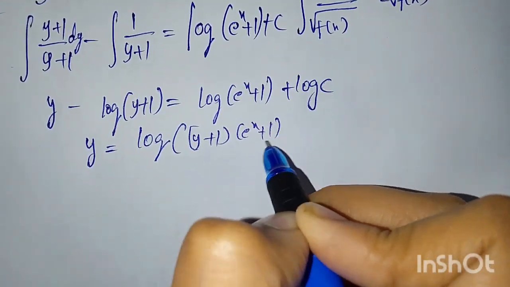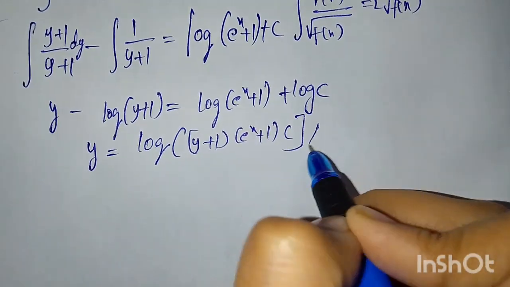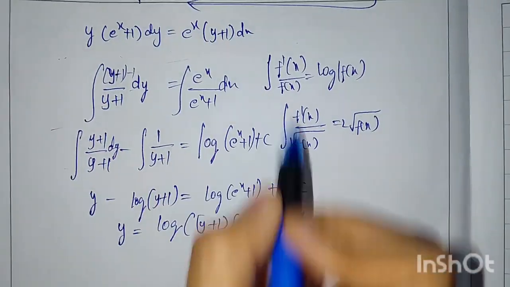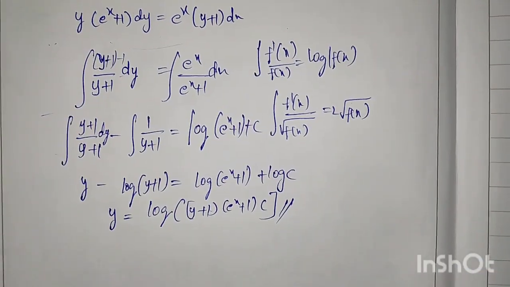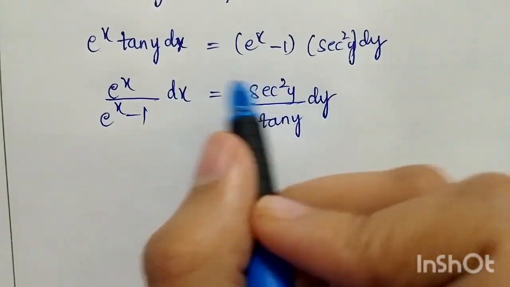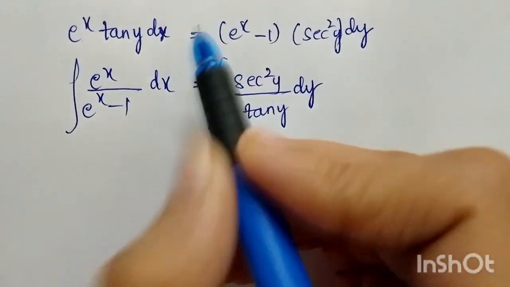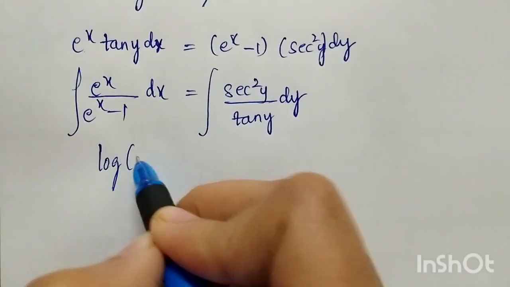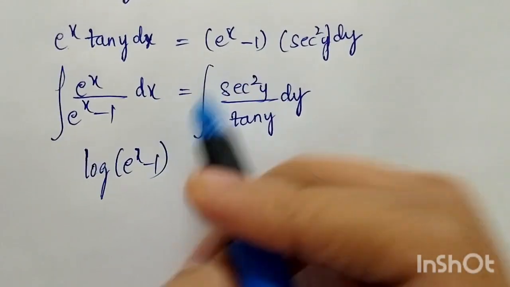This is solving differential equations. So in this question, I separated x and y. Now we are applying integration. The integration of e power x is e power x. The integral of f dash of x by f of x is log f of x. So this side is log f of x.